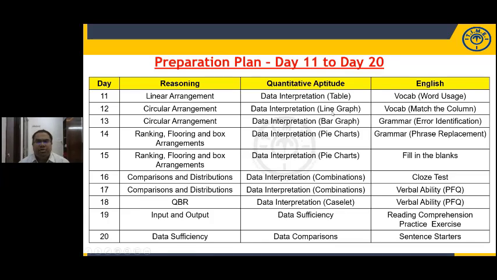This is day 11 to day 20. Word usage, match the column, error identification, phrase replacement, PFQ, RC. See, this is day 11. Almost all topics have been covered. This is the day by day schedule for the next 20 days. I think almost all topics are done.